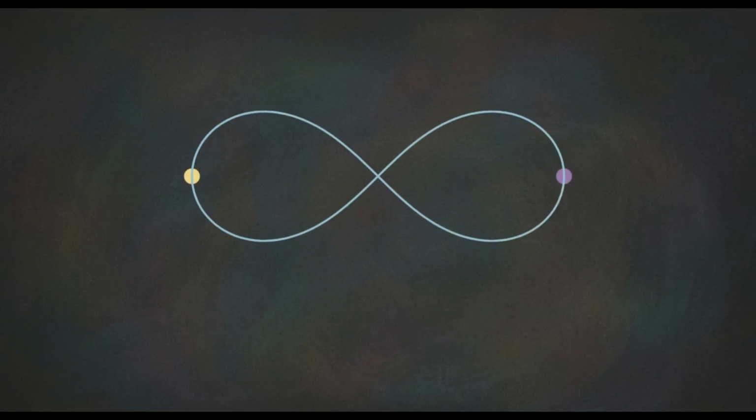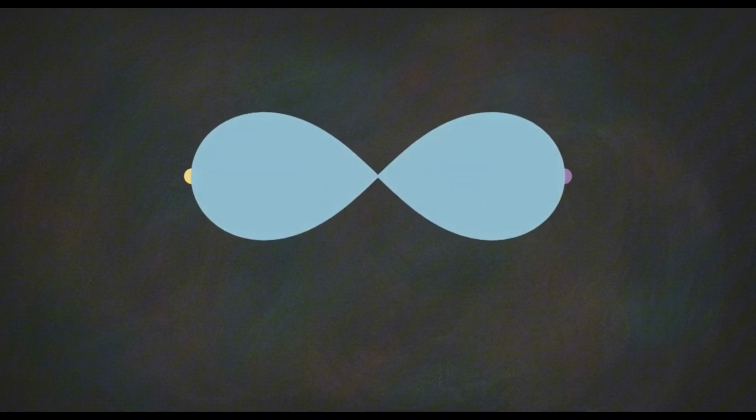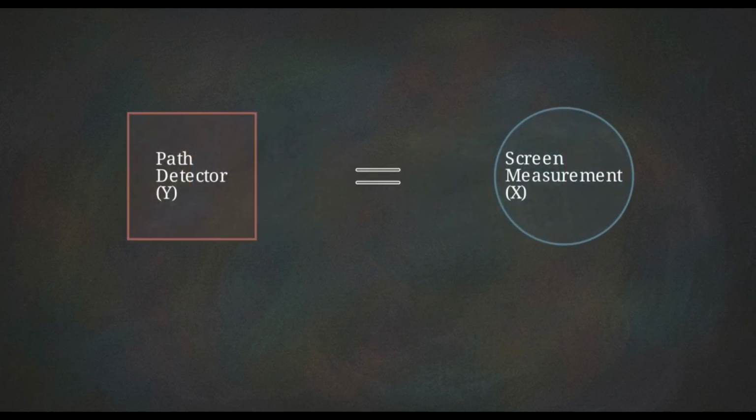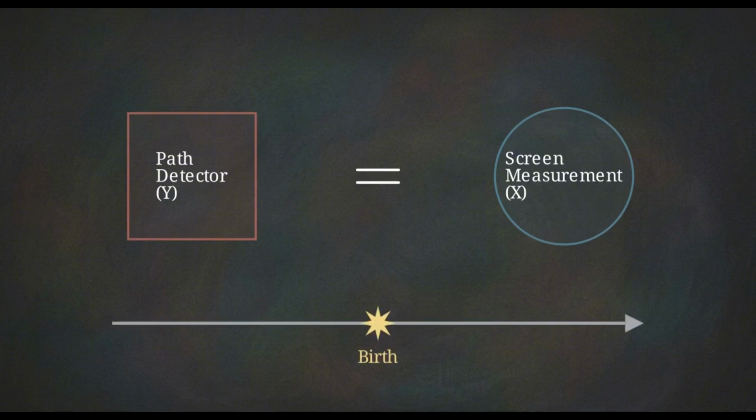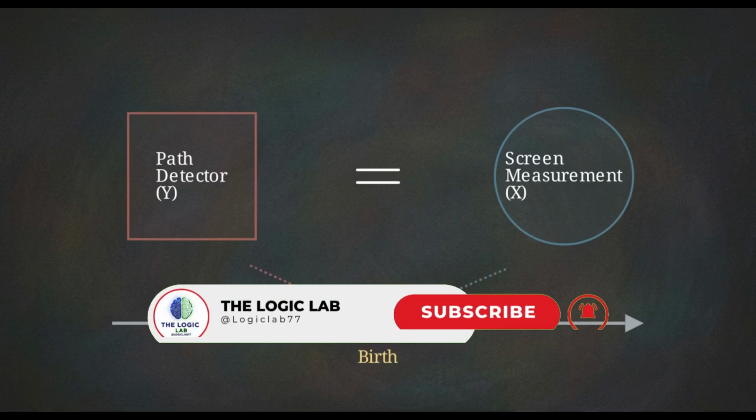When two particles are entangled, they exist as a single system, where the state of one is tied to the state of the other, regardless of distance. The measurement at the screen, which we'll call X, and the distant path detector, Y, are a single entangled pair. The math shows that their states are correlated from the moment of the particle's birth.